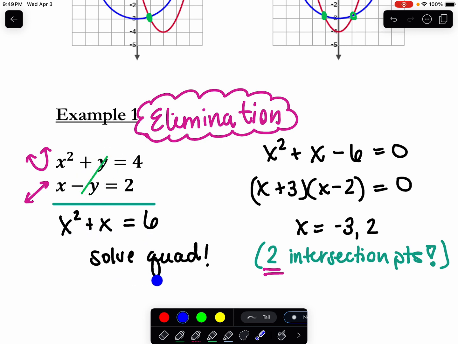So we're going to have to solve our quadratic. So remember, we spent a lot of time first semester looking at that. To solve a quadratic, the first thing we need to do is set the equation equal to 0. So we're going to subtract 6 over. Then two numbers that multiply to negative 6 and add to 1 are 3 and negative 2. We'll use the zero product property to set these individual factors equal to 0, and we get two values for x. So what this means is we could possibly have two intersection points.